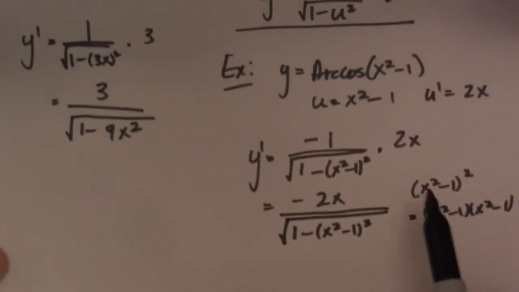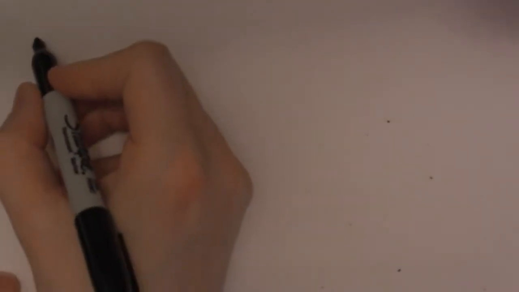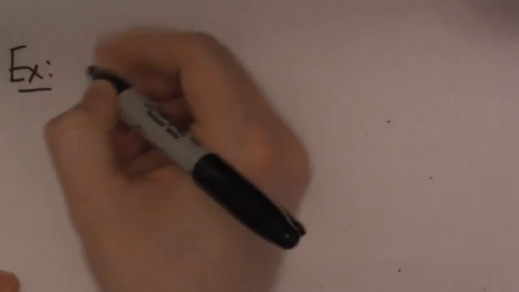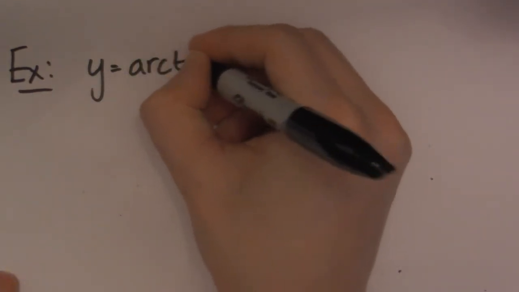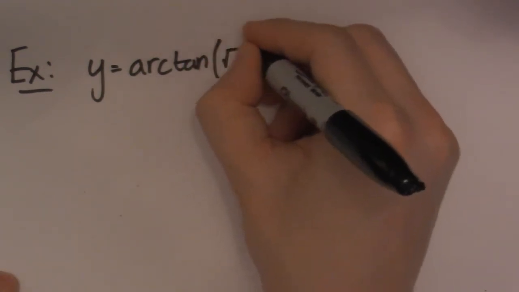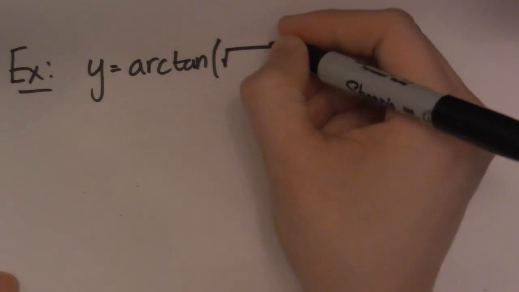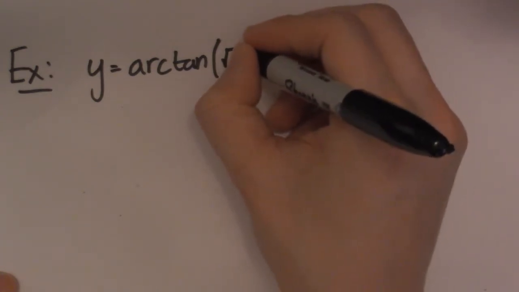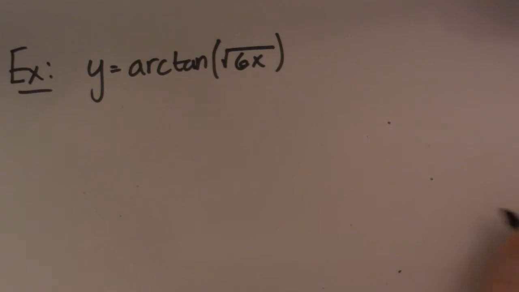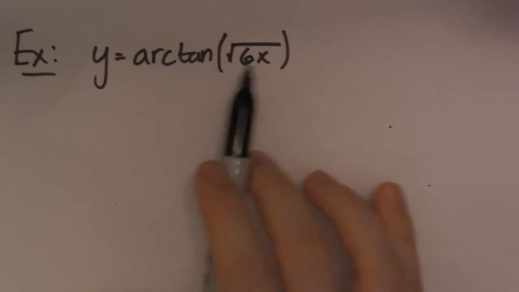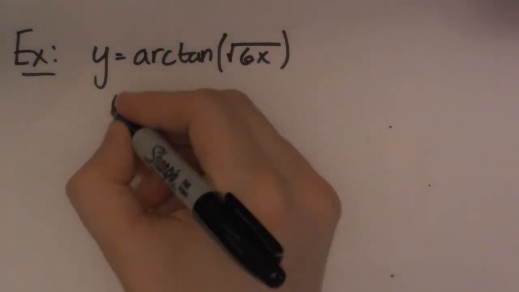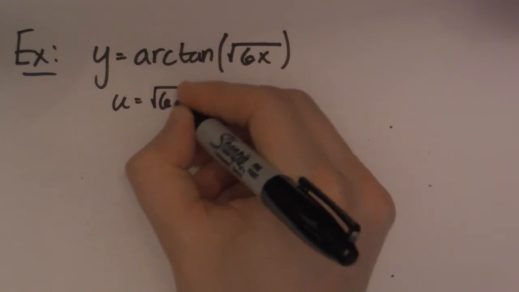All right, let's try an even harder example with something more complicated inside. So let's go arctan this time, and let's say square root of 6x. So let's throw a root in there just to make it a little more complicated. So in reality, this is a chain rule question with a chain rule question inside. So my u this time is square root of 6x.